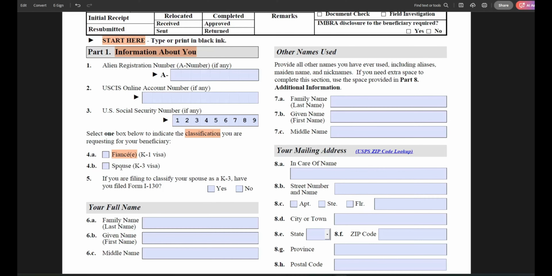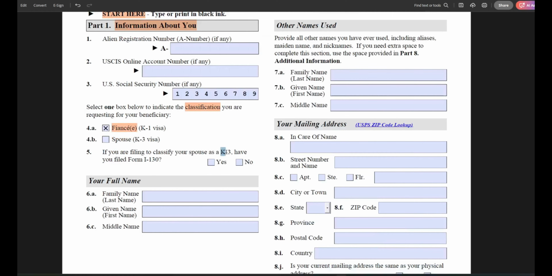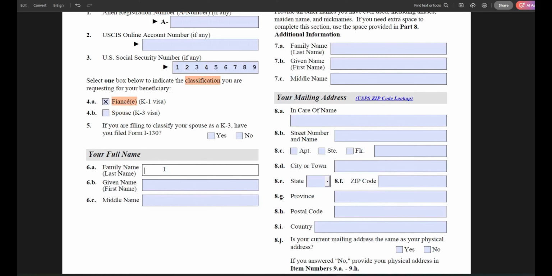But the other purpose of this form is to petition your spouse who right now is waiting overseas. This K3 visa will help them visit the United States while they're waiting for the process to complete. But this particular guide is only for fiancé cases, so we will check box for A. And because we're not filing a K3, we are not going to answer this question at all because it doesn't apply to us. Next, provide your full name.